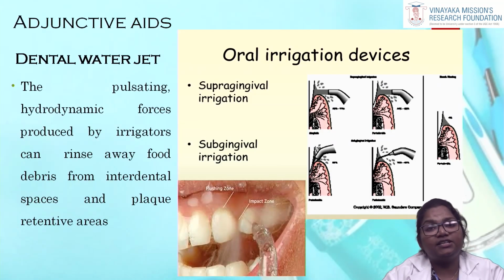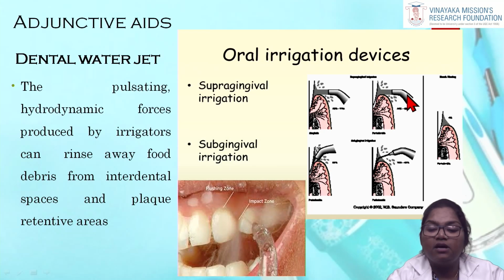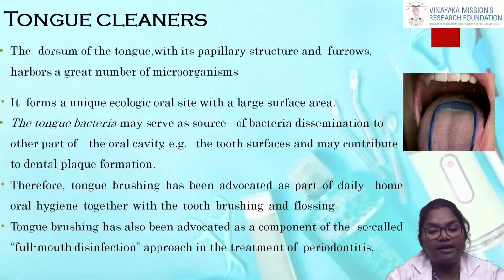What are the other adjunctive aids or interdental aids that can be used? We have the water jet, that is a dental water jet or oral irrigation device. This can again be classified as supragingival or subgingival irrigation. As the name suggests, here a water jet is released supragingivally. In this, the tip is angulated and the irrigation is done subgingivally. It has a pulsating hydrodynamic force produced by irrigation that can rinse away food debris from the interdental space and plaque retentive areas.